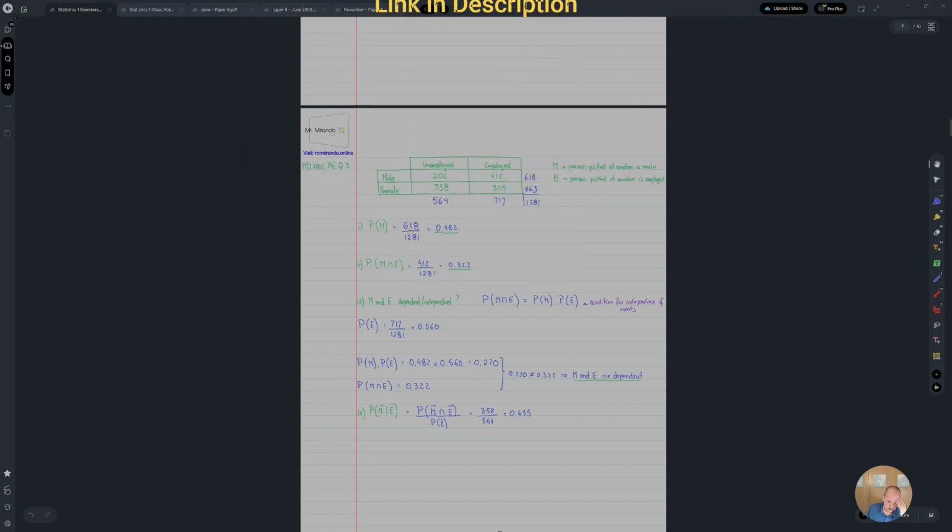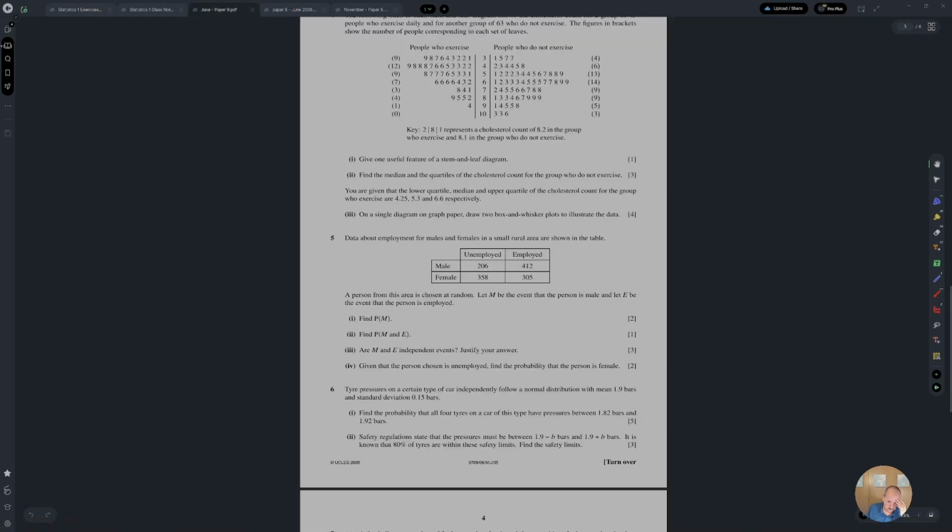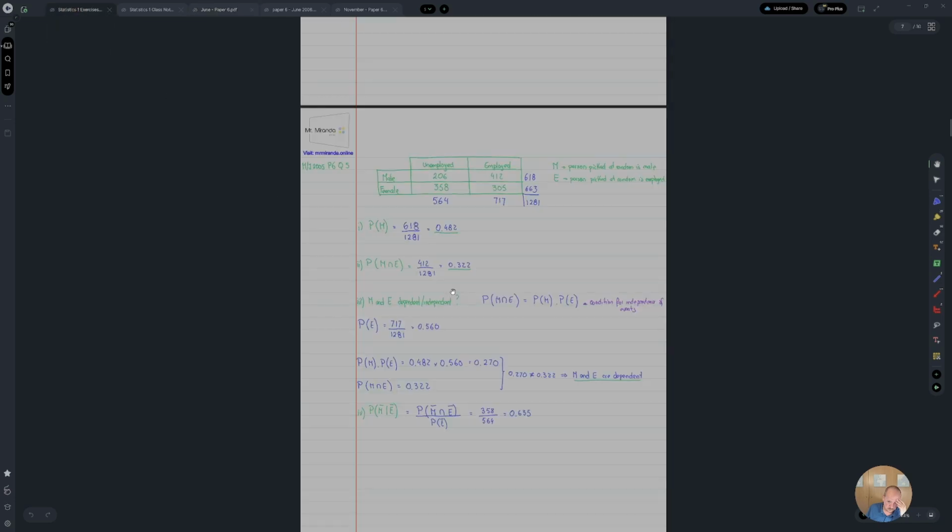Then find the probability of M and E. So the probability that you have a male employed person, that's this number over here, 412, out of the total number of people.